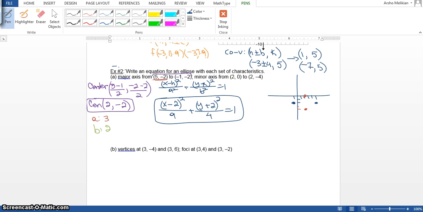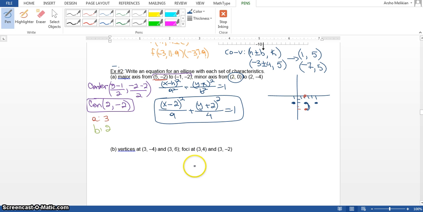Can you explain where you got b? b is the distance between the center and one of the co-vertices. So from (2, -2) to (2, 0), that's 2 spaces. Here's my vertex, here's my center. It's 2 spaces right there.